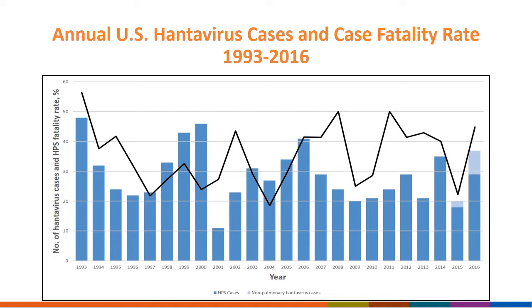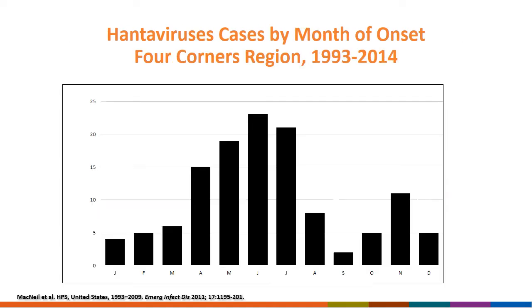The black line depicts the annual case fatality rate. Although the case fatality rate varies each year, it has been fairly consistent at 36%, except in 1993 when hantavirus was first described. This graph depicts reported hantavirus cases by month of symptom onset for the Four Corners region from 1993 to 2014.